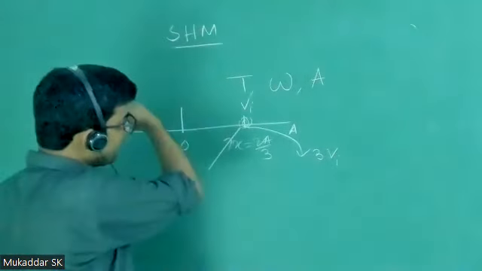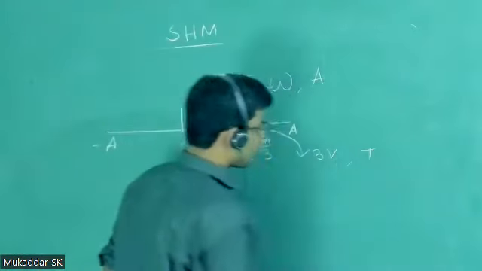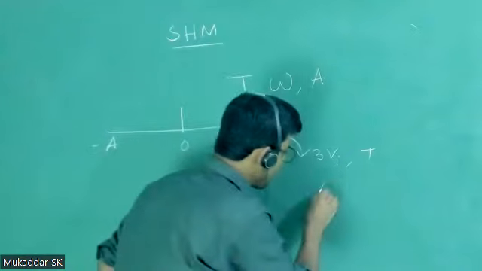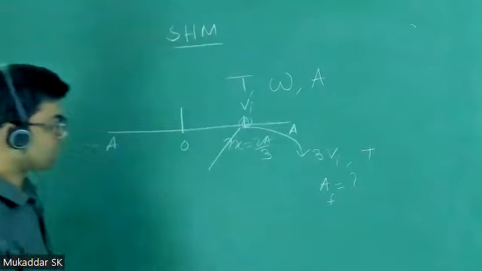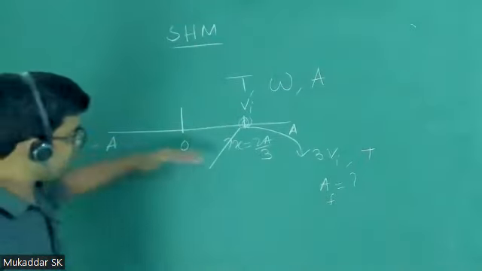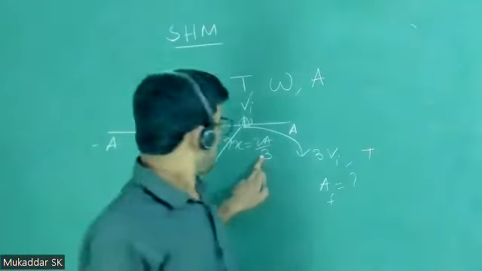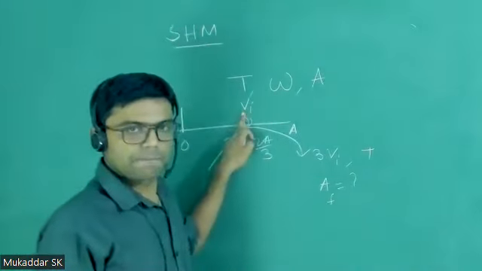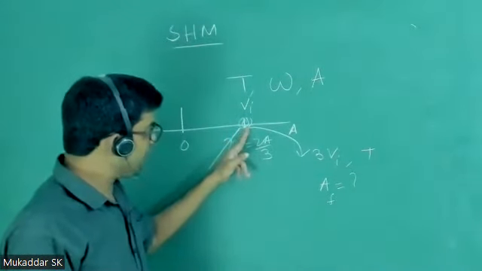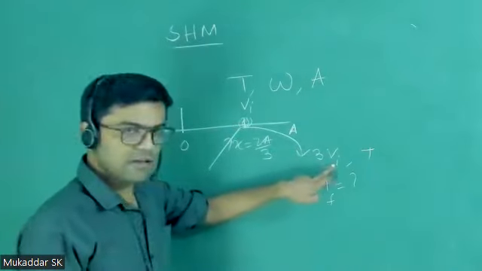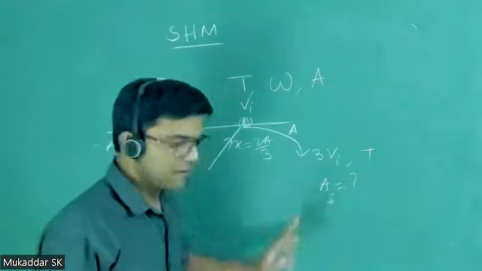And again, that particle is executing simple harmonic motion without changing time period. Now we have to tell what will be the amplitude of oscillation after applying this force. Again, I'm repeating. You have a particle executing simple harmonic motion. When the particle is at x equals 2a by 3, the velocity is vi. Now there's a sudden thrust on this body, and that makes the velocity 3 times the initial velocity without changing time period. So you have to tell what is the new amplitude.